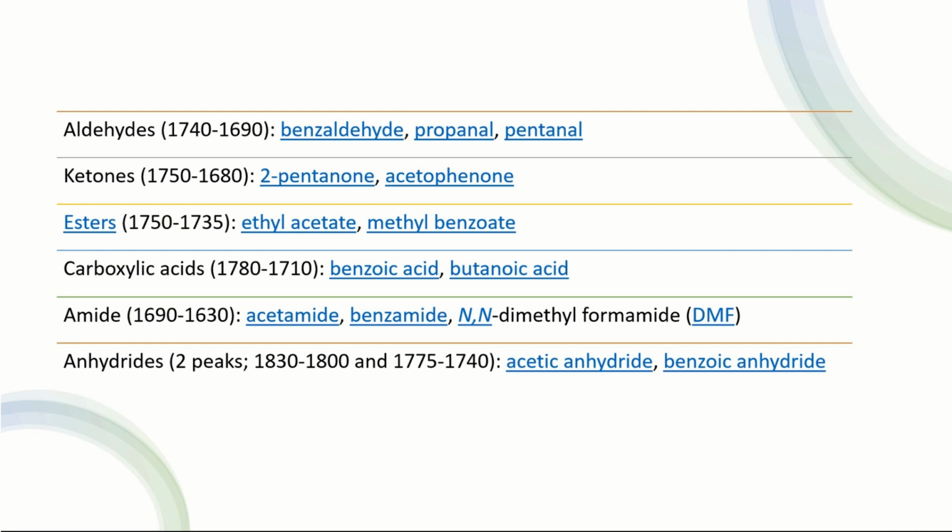For the anhydride, I just want to point out something. Anhydrides can have two peaks in a sample. They can either be between 1830 to 1800 or 1775 to 1740, and they can be strong or weak.